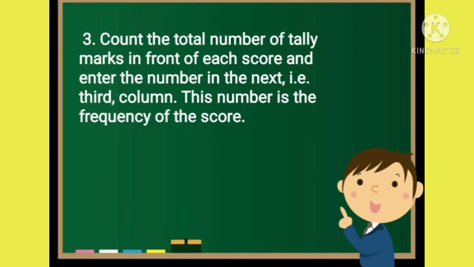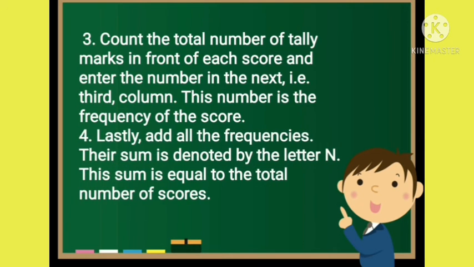Third point, count the total number of tally marks in front of each score and enter the number in the next, that is third column. This number is the frequency of the score. Fourth point, lastly, add all the frequencies. Their sum is denoted by the letter N. This sum is equal to the total number of scores.